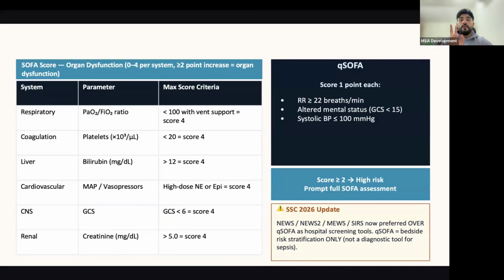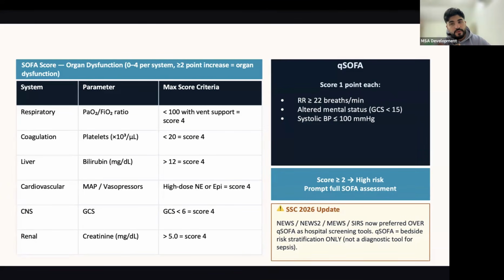Now, we have a SOFA score and we have a qSOFA. qSOFA is like the quick SOFA you do in clinics. SOFA is the detailed one that we've covered in part 1, where you have 6 organs. Each organ is scored out of 4, and it's a total of 24. If in general the SOFA score happens to be 2 or more, this indicates that we have organ dysfunction and we need to intervene immediately.